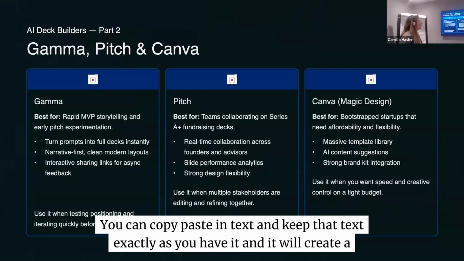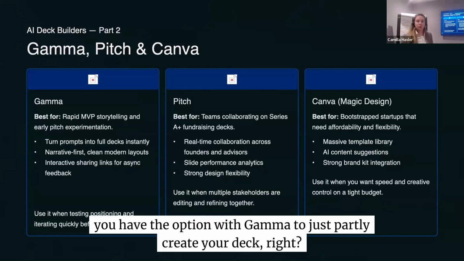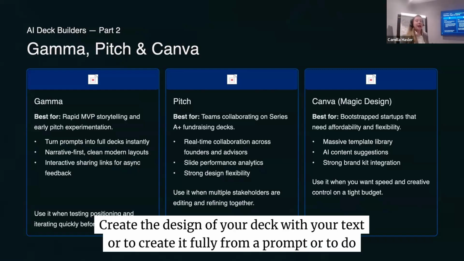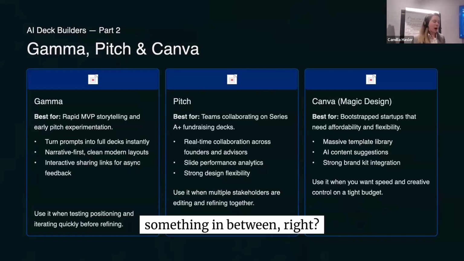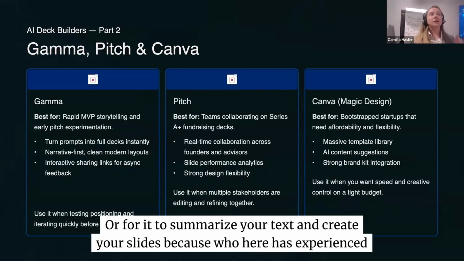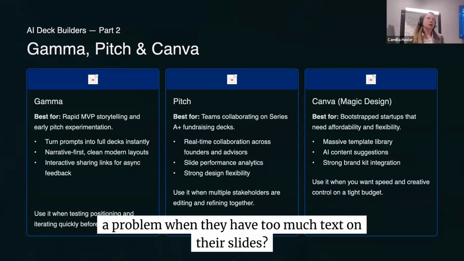You can copy paste in text and keep that text exactly as you have it, and it will create a deck around that. You have the option with Gamma to just partly create your deck, creating the design of your deck with your text, or to create it fully from a prompt, or to do something in between, or for it to summarize your text and create your slides. Because who here has experienced a problem when they have too much text on their slides?